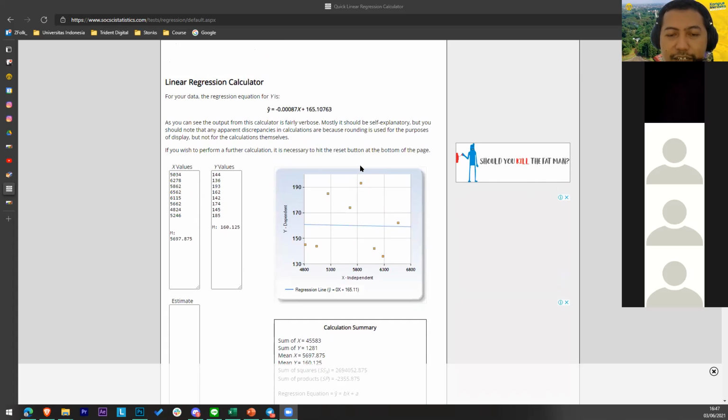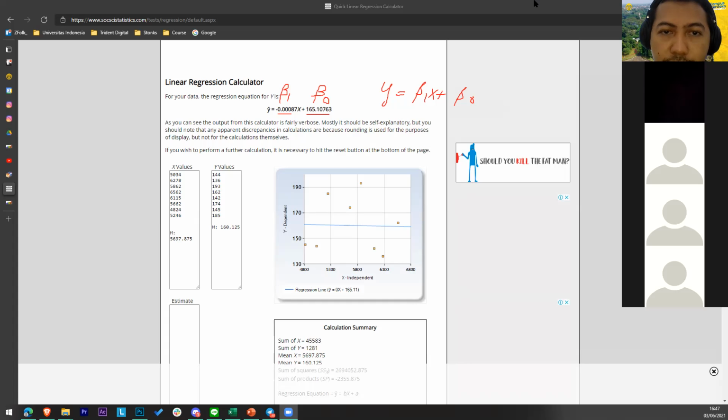Okay. Allow me to explain. Maybe I will start the explanation from this point. This is beta zero and this is beta one, right? From the formula that we want to use. Actually, we can also write it like this, maybe beta one x plus beta zero. Yeah, you can interchange.